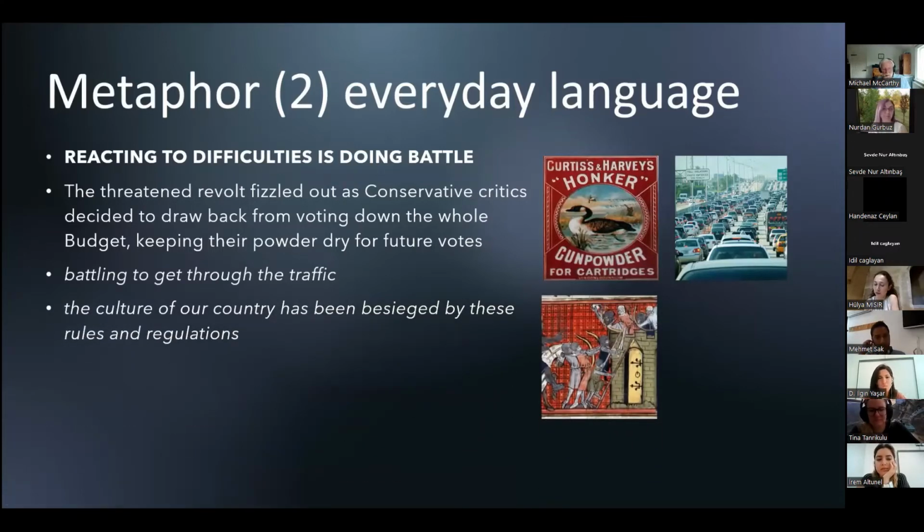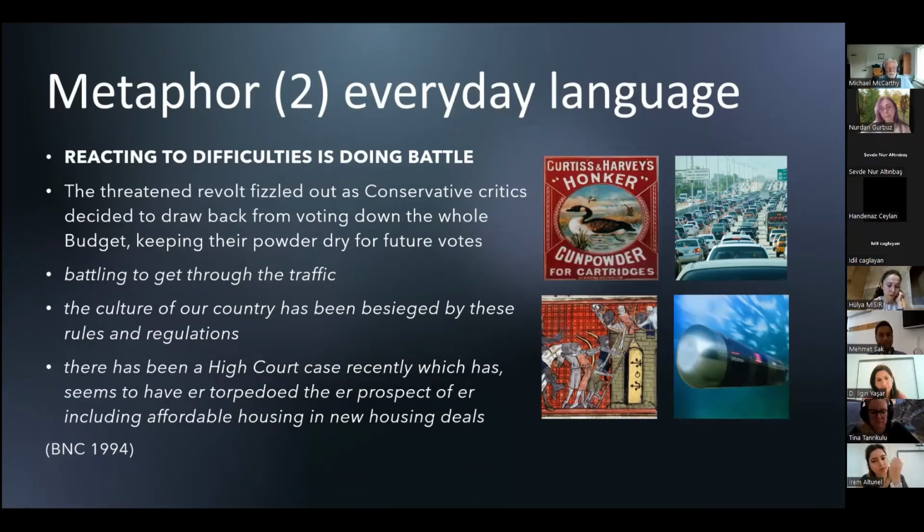Here's another one. The culture of our country has been besieged by rules and regulations. And now we are saying that our culture is like a battle of 1,000 years ago, where the army would stand outside a castle and stay there for weeks or months until everybody inside the castle was hungry or ran out of ammunition and had to surrender.